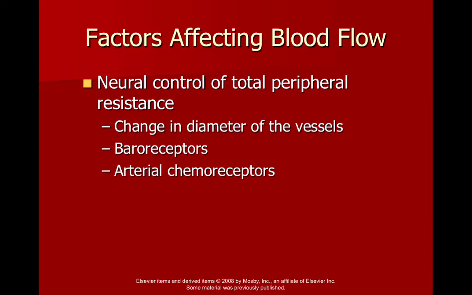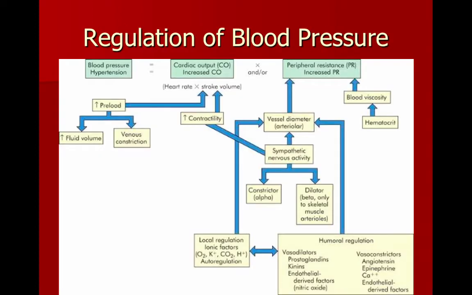Okay, lots of factors affecting blood flow. So diameter of the vessels obviously is important. Baroreceptors are stretch receptors. Chemoreceptors are going to pick up carbon dioxide and oxygen. Okay, so all of those things are constantly monitoring the environment to determine how much blood flow is needed, whether it needs to be kicked up a bit.